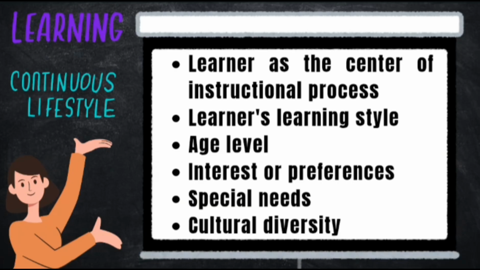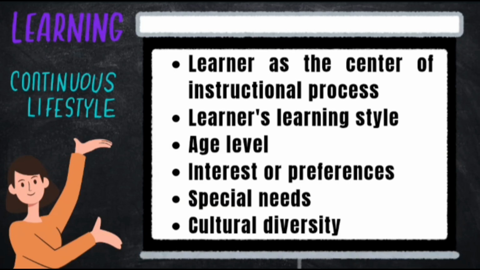Second bullet, learner's learning style. It is important to understand the students' learning styles, whether they are visual, auditory, kinesthetic, or reading-writing learners. This helps the teacher design strategies that match how learners process information most effectively. Third bullet, age level. In addition, identifying the age level of learners allows the teacher to adjust the lesson's difficulty, examples, and activities. Younger learners need simpler tasks, while older students can handle more complex concepts.